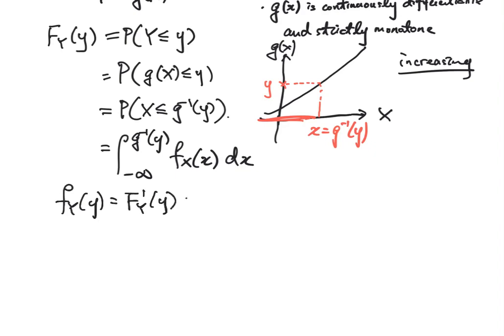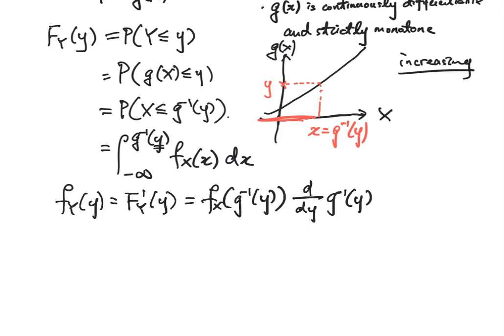Now to differentiate this, remember, the only place y is involved is the upper bound of your integral. So by the fundamental theorem of calculus, the derivative of this will be equal to f_S(g inverse y). And because this is a function of g, according to the chain rule, you have to differentiate this. Now, how do you differentiate this inverse function?